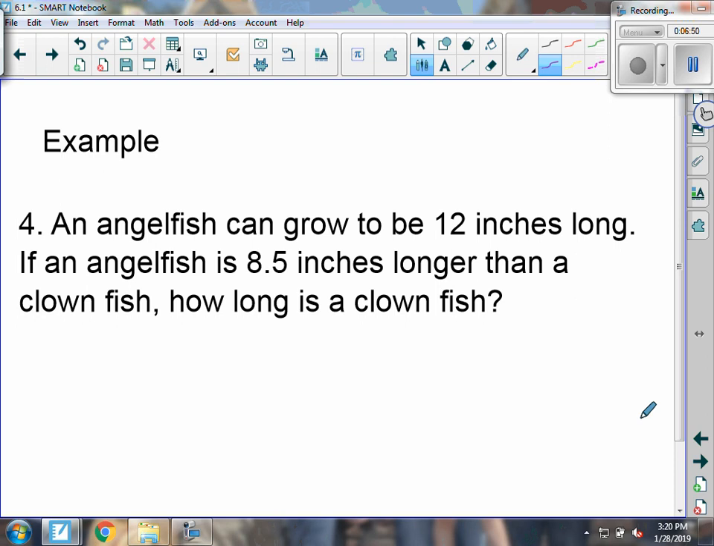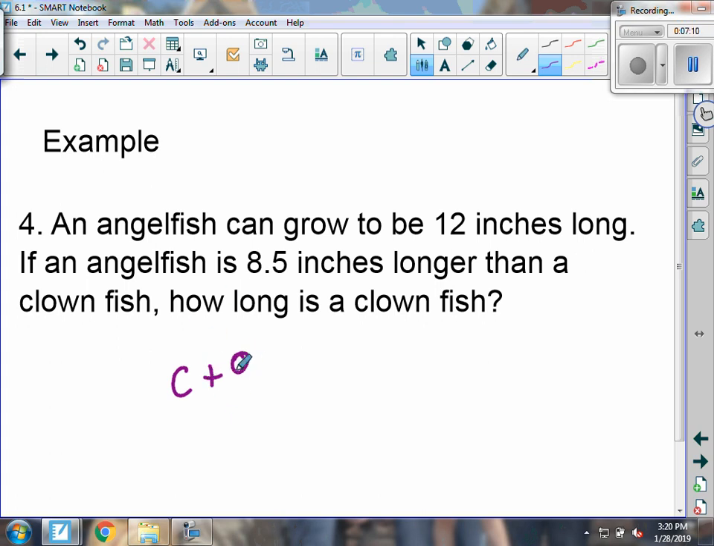Okay, so they want to know how long the clownfish is. An angelfish is 8.5 inches longer than a clownfish. So I'm going to use C to represent the length of a clownfish. I don't know it, but an angelfish is 8.5 inches longer than that.